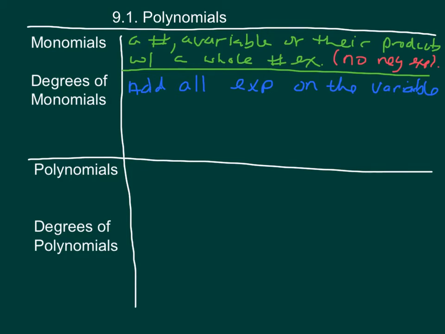So if we have the example 3x squared, that has a degree of 2 because the exponent is 2. So that's a second degree monomial. Take a look at another example here.